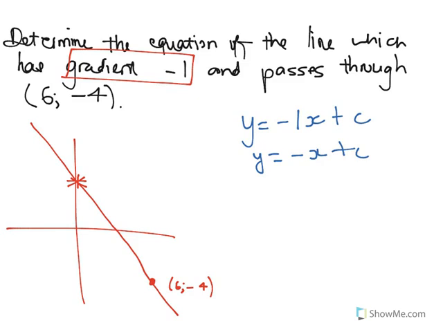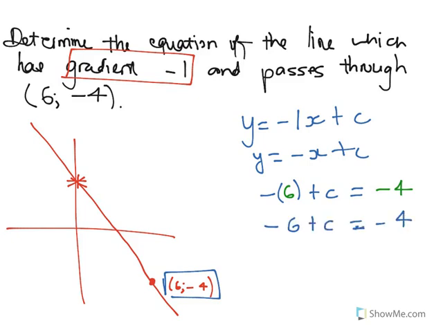This is a function that takes my input, multiplies it by minus 1, adds c, and then I get my output. So if this is an input-output pair, that means that when my input is 6, my output is minus 4. So that's the equation that I set up. Minus 6 plus c is equal to minus 4.